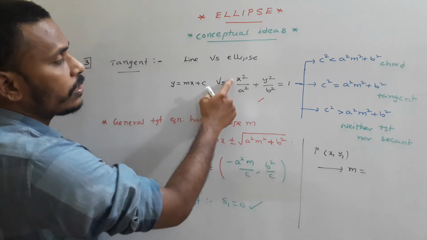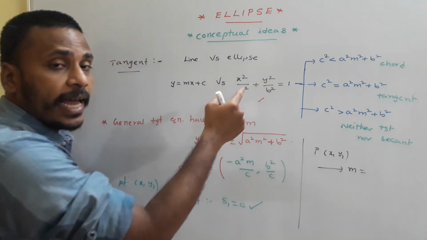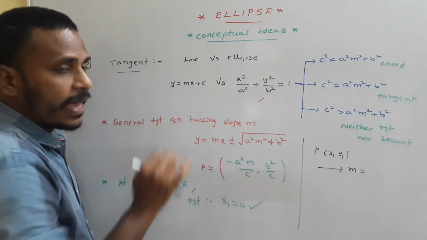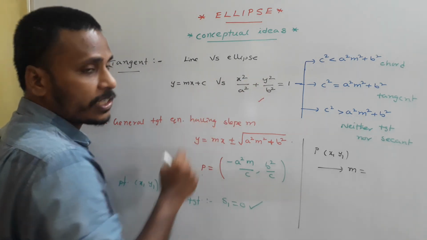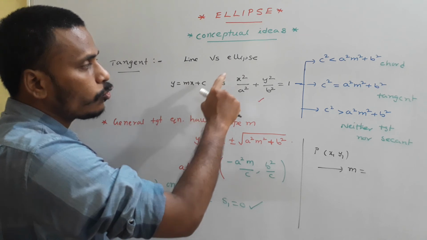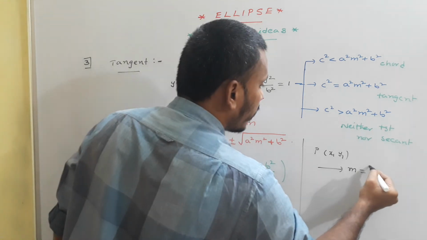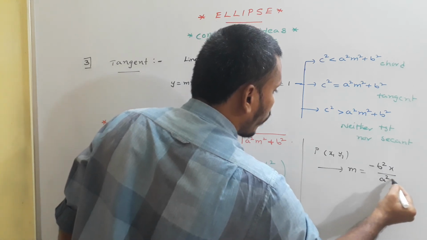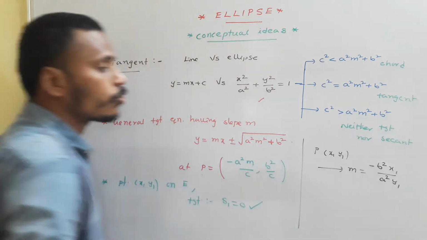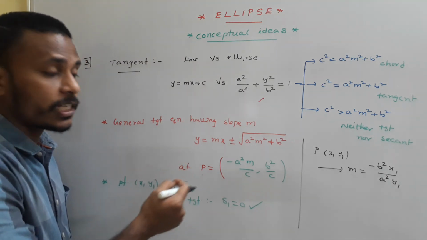If you calculate, this is 2x by a square plus 2y y dash by b square. You simply cancel out that 2 because the right side is 0. I am just calculating y dash. y dash is equal to minus x by a square, then it becomes minus b square x1 by a square y1. That is the slope of the tangent at the point x1, y1 to the ellipse.